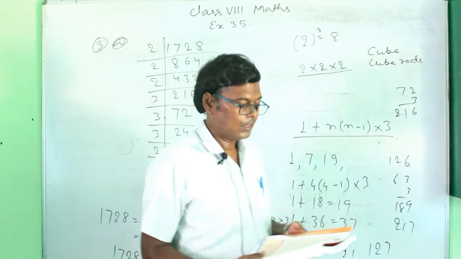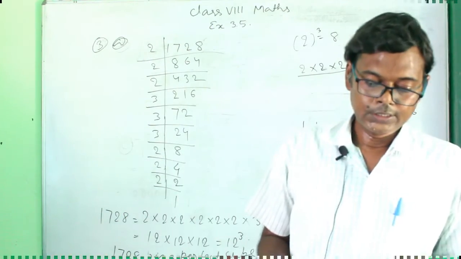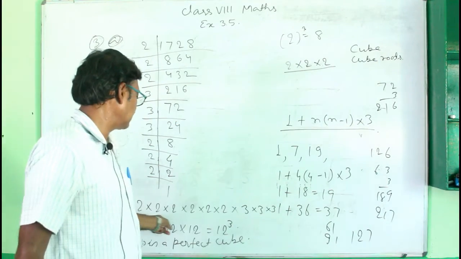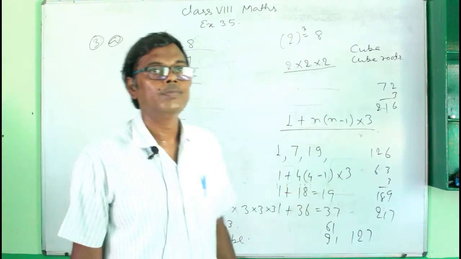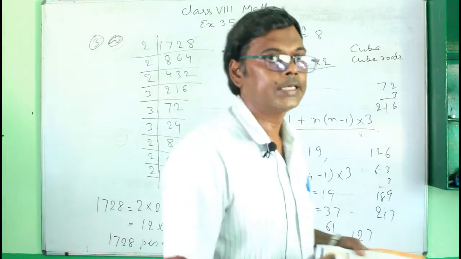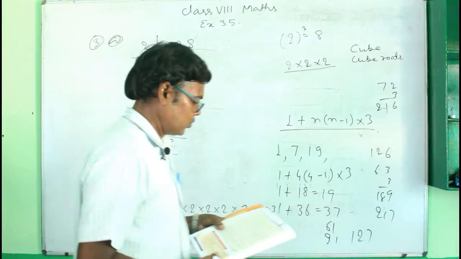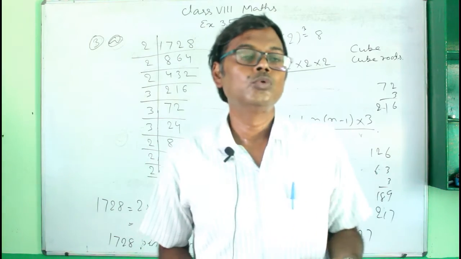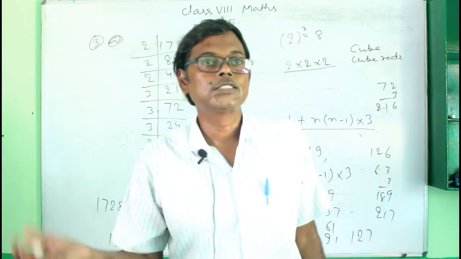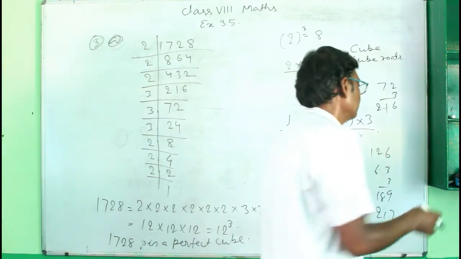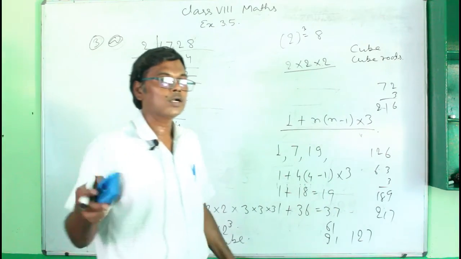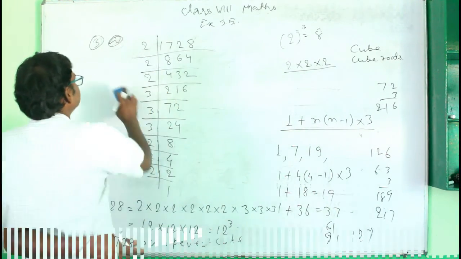Similarly you can find out the other questions, and when you see that you have triplets like this, then that number will be a perfect cube. Now the question number 4: we have to find the cube root by successive subtraction. Here I was explaining which numbers we have to subtract.